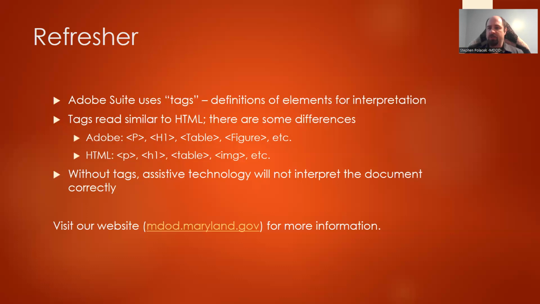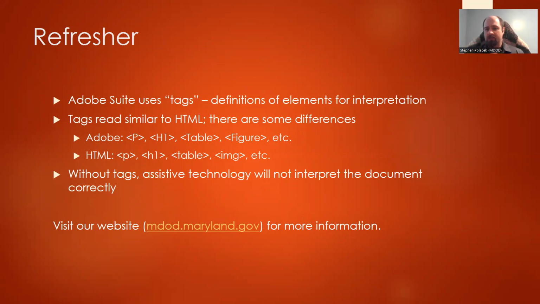Tags read similar to HTML. There are some differences, but by and large, they're kind of the same and organized in the same manner. So both Adobe and HTML have P for paragraph. They have H1 for level 1 headings, and then they have tables for tables. There are some differences, such as Adobe uses figure, whereas HTML uses IMG for image. And there will be plenty more we talk about later on. The important thing to remember with this is that Adobe does capitalize them. When you enter them into Adobe, I believe it automatically capitalizes them for you, but it is something to be aware of as you're working through a PDF.